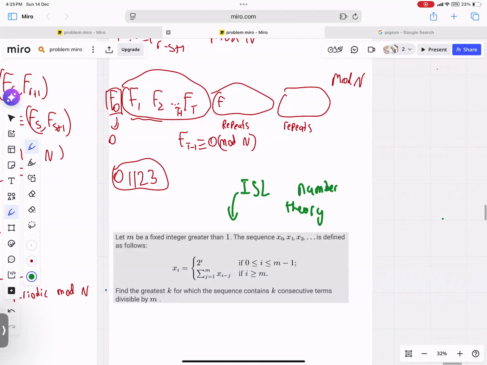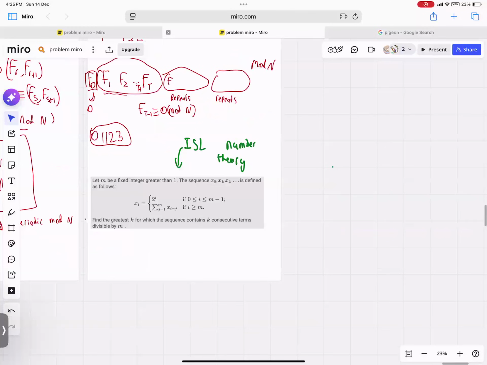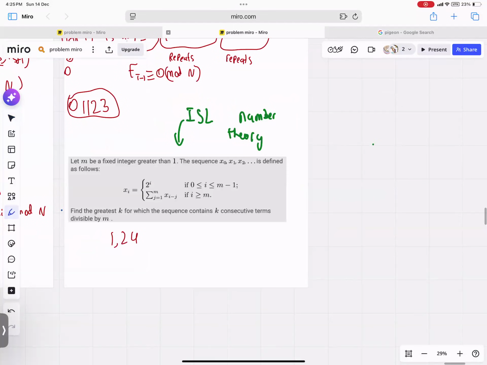Yes. Okay, so I'll just summarize what Bhairav said. It's basically the exact same problem. Our sequence looks something like 1, 2, 4, up to 2 to the m minus 1. And then from there onwards, this term is the sum of the previous m terms, and then this is the sum of the m previous terms again, and so on.